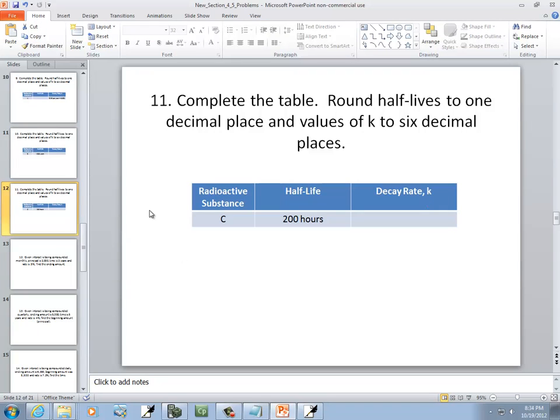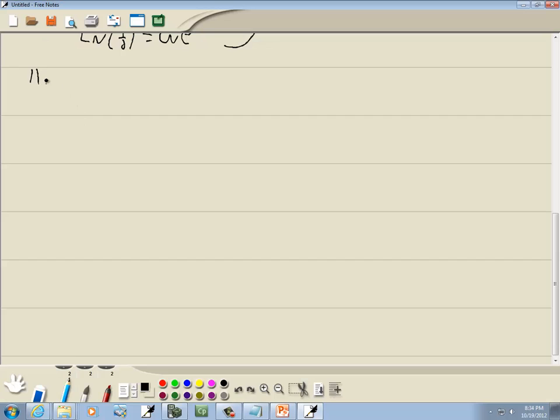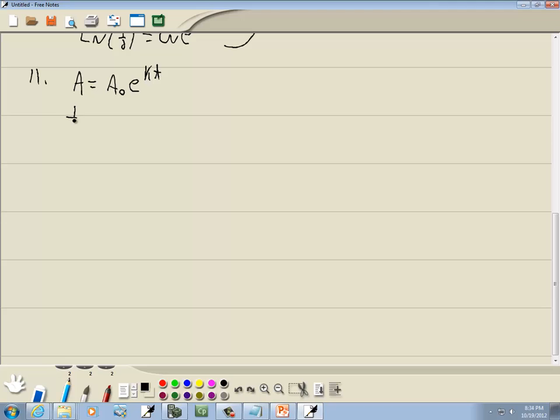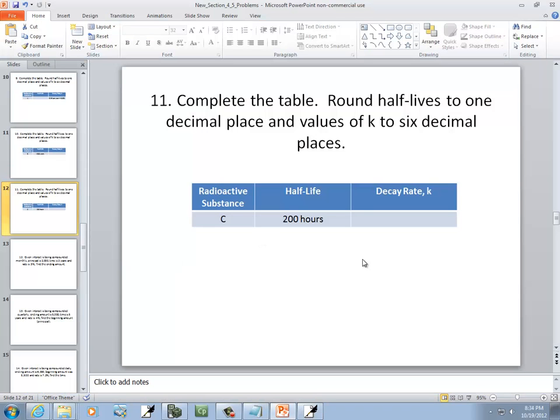Last half-life problem. Probably getting tired of them. A is equal to A naught e to the kt. And again, half-life. So put 1/2 A sub naught in for that. You can divide both sides by A sub naught. And we got 1/2 is equal to e to the kt. And what are they wanting us to find here? How's this any different than the last one? This is in years, and this one's in hours.